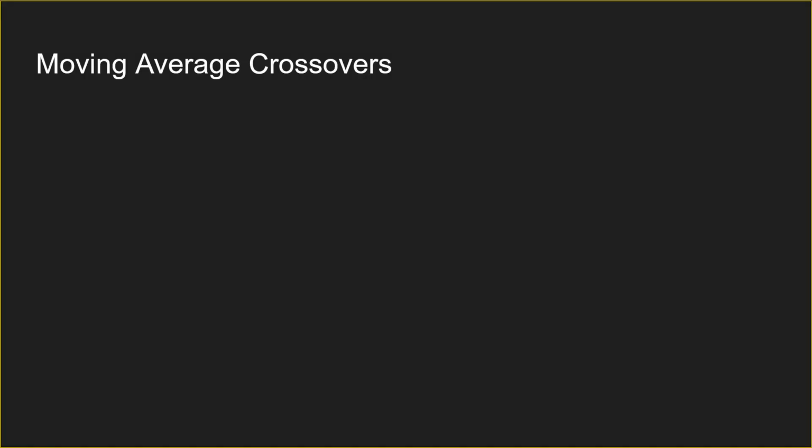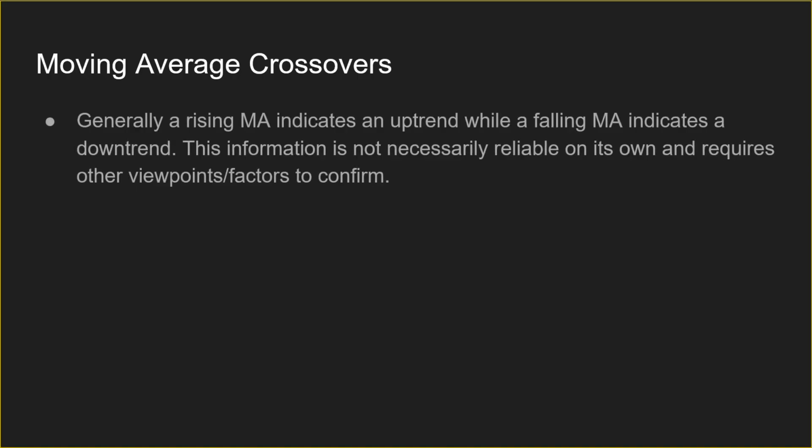Next up, let's focus on moving average crossovers. So generally, a rising moving average indicates an uptrend, and a falling moving average, moving down, indicates a downtrend. Now, this information is useful, but it's not necessarily actionable. How do we act upon that? And typically, this information by itself requires other viewpoints, other factors to confirm, other means of analysis.